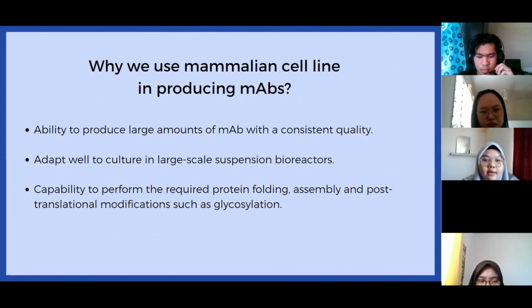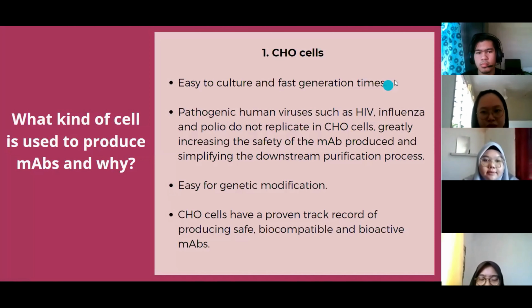Next slide. Why do we use mammalian cell lines in producing MAbs? Mammalian cell types have become dominant due to their ability to produce large amounts of MAb with a consistent quality and to adapt well to culture in large-scale suspension bioreactors. These cells also have the capability to perform the required protein folding, assembly, and post-translational modifications. So the MAb produced would be biochemically similar to human forms. Next slide.